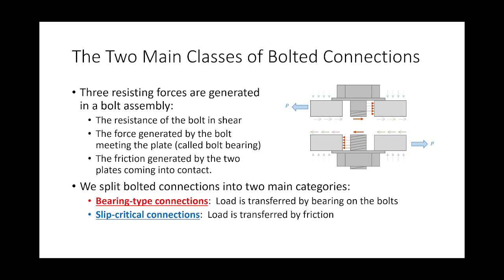And so we split bolted connections into two main categories. Bearing-type connections are ones that basically we're relying only on bolt shear or bolt bearing. But slip-critical connections are ones where we are relying on those two mechanisms, as well as the friction generated between the two plates. The only time that we can count on or use a slip-critical connection is when we know we have the prescribed amount of pretension. But that is a little more expensive to install, so there needs to be a good reason for it.